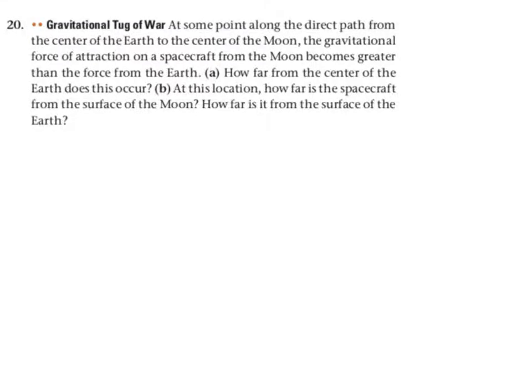Chapter 12, Number 20. At some point along the direct path from the center of the Earth to the center of the Moon, the gravitational force of attraction on a spacecraft from the Moon becomes greater than the force from the Earth. A. How far from the center of the Earth does this occur? B. At this location, how far is the spacecraft from the surface of the Moon, and how far is it from the surface of the Earth?